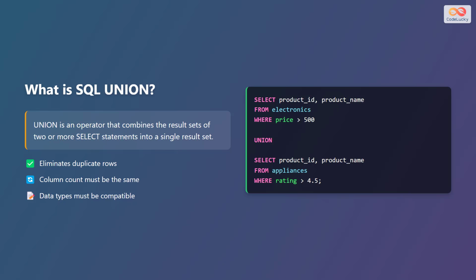We are selecting product ID and product name from the electronics table where the price is greater than 500. Then we use union to combine these results with the product ID and product name from the appliances table where the rating is greater than 4.5.